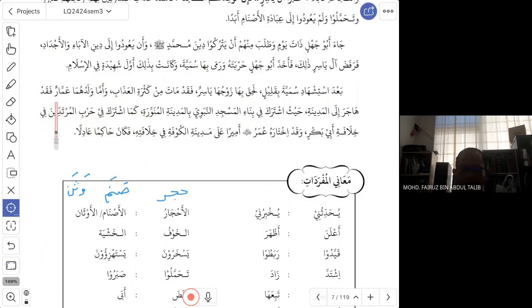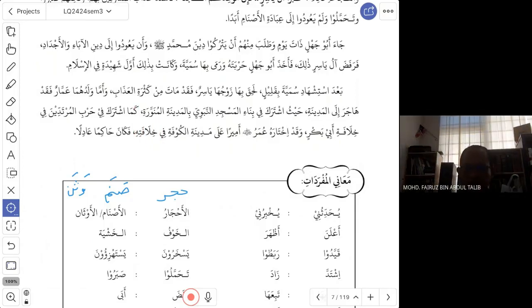Wa amma waladuhuma Ammar, and his son Ammar. And what about his son Ammar? His son Ammar, of course his life was spared, so he did not die. So what happened to him after that? Faqad hajara ilal Madinah. So Ammar migrated, hijrah, to Medina with the Prophet. Haythu, this is what happened in Medina. Haythu ishtaraka, where he participated in building the Masjid Nabawi, bina here is building, in Madinah al Munawwara.